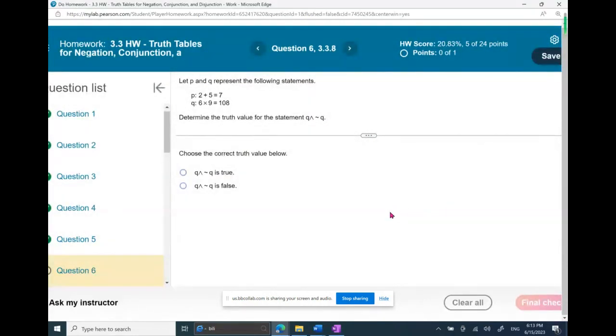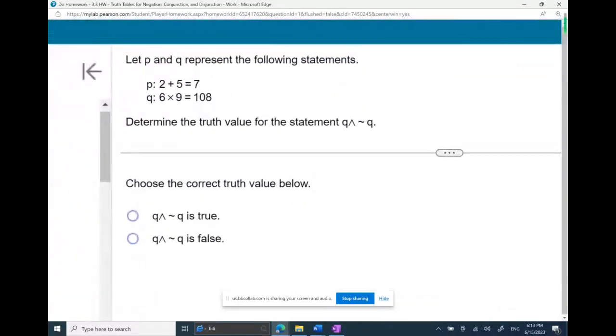Number 6. P is 2 plus 5 equals 7. P is true. Q is 6 times 9 equals 108. No, that's not true. That's false. 6 times 9 is 54. So P is true, Q is false. This one is very similar to the earlier one. This is a conjunction because of this notation, the caret symbol. The first component is Q. Q is false.